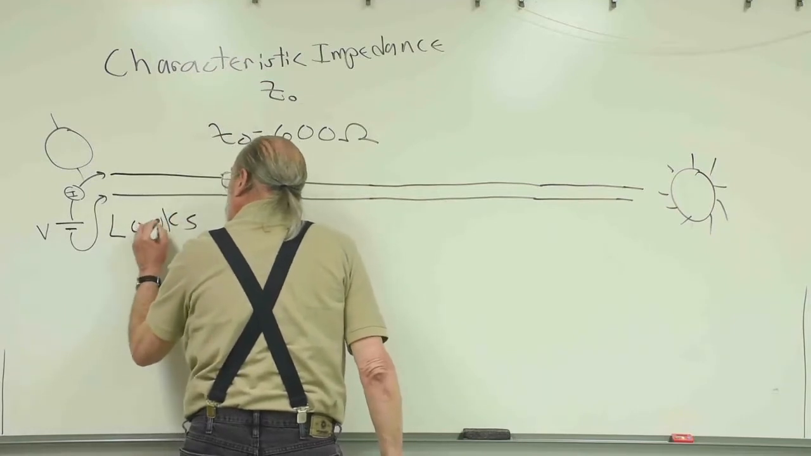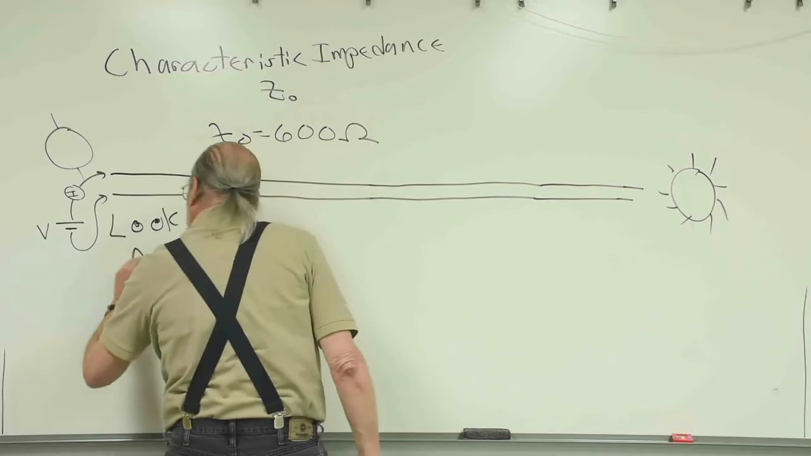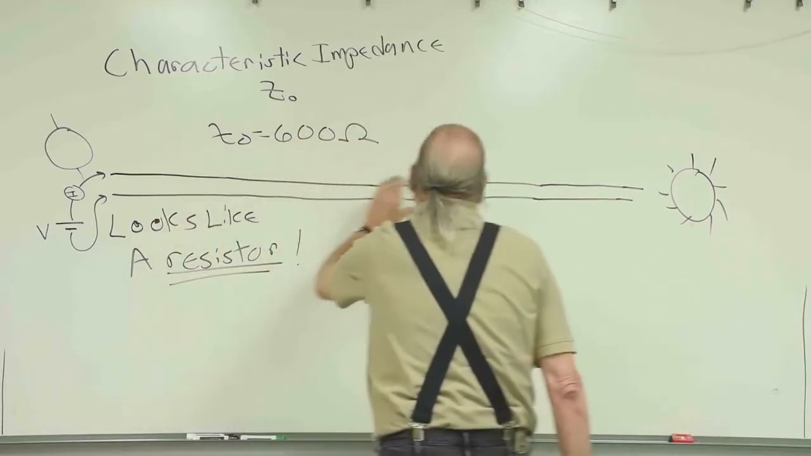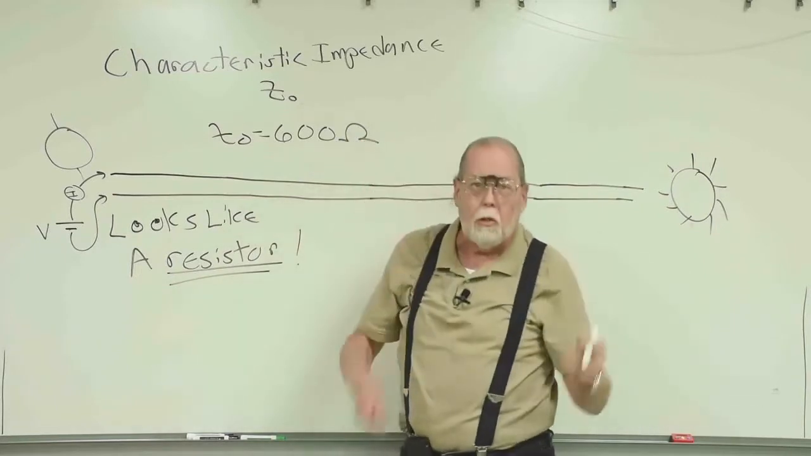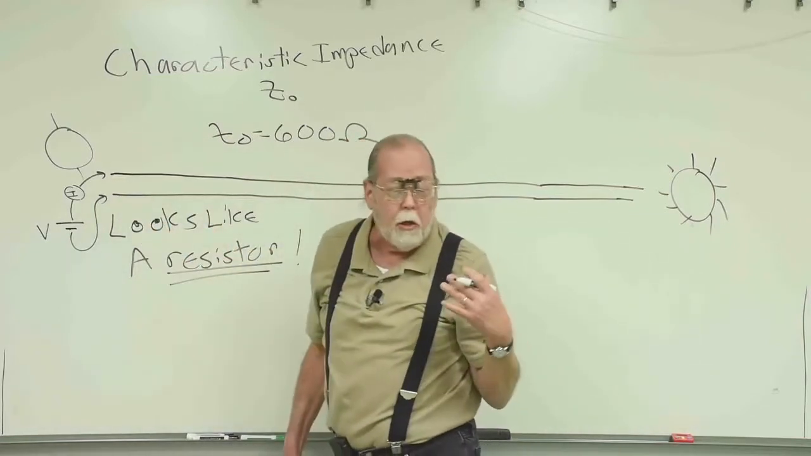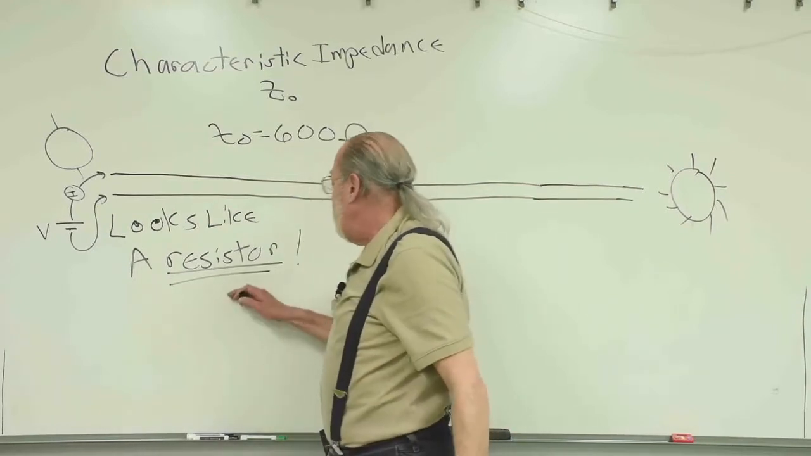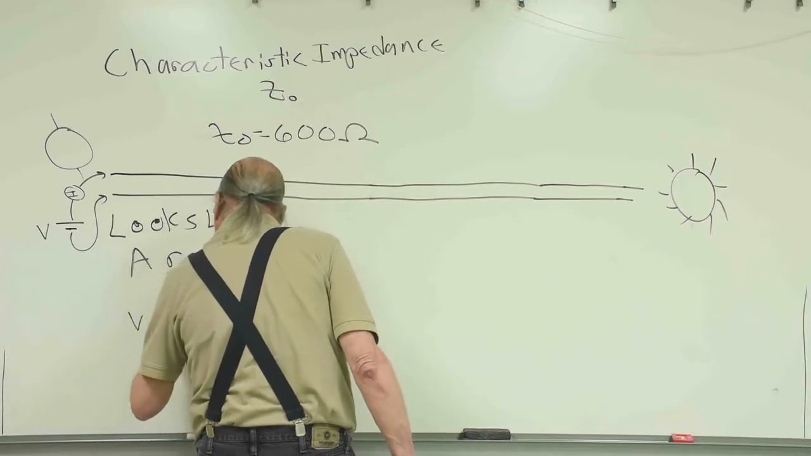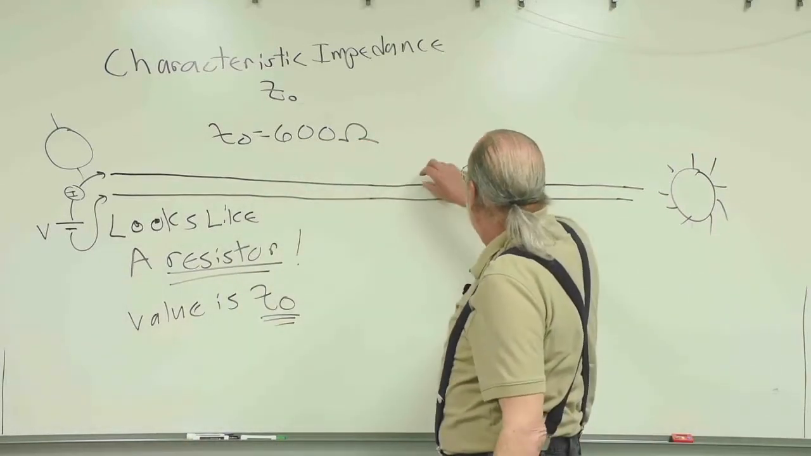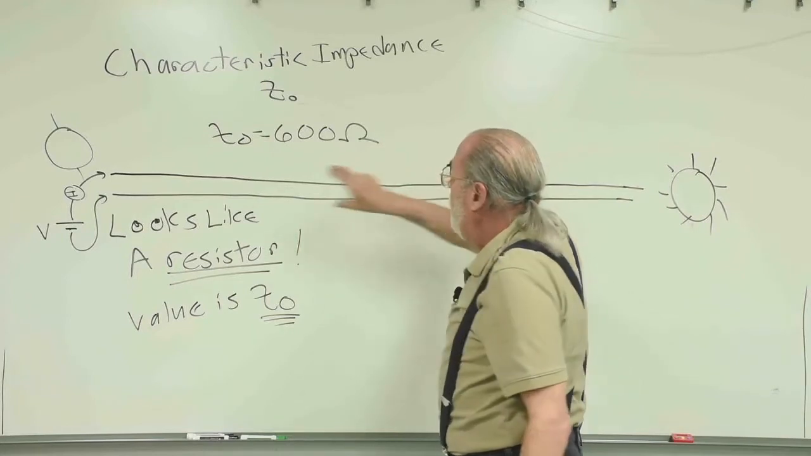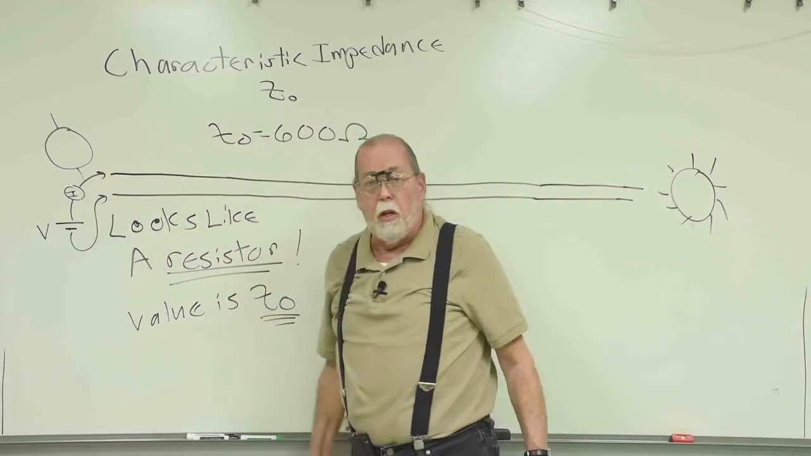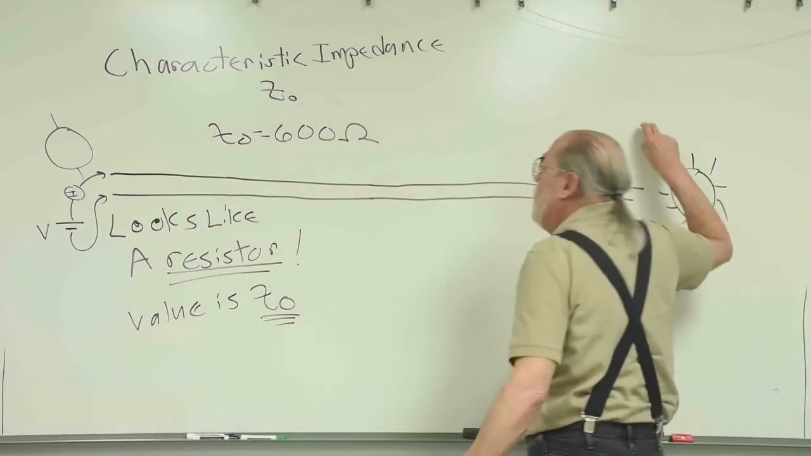It looks like a resistor. An infinite piece or an extremely long piece of the transmission line looks like a constant resistance. This is true whether you hook a battery up to it or whether you hook alternating current up to it. I don't care what it is. It behaves just like a resistor, and the value of that resistor is called the characteristic impedance of the line. So if you take some number 14 wire about 4 inches apart, take an extremely long run of it, and hook up an ohmmeter to it, it'll read 600 ohms. Take a piece of coax and run it out, it'll read 50 ohms.